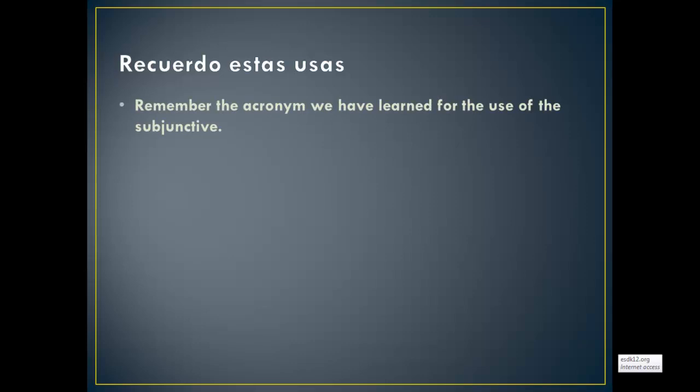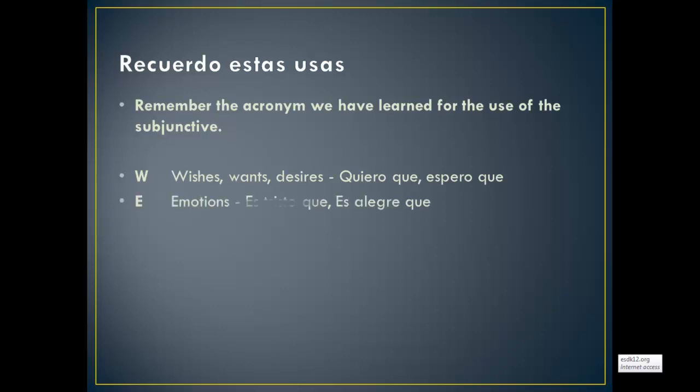So first I just wanted to go back through the things that we've learned about the subjunctive already. Remember our acronym WEIRDO. The W is wishes, wants, desires. These are all those phrases that start quiero que, espero que, and after these phrases, as long as I have a change in subject, I'm going to use the subjunctive. The E is emotions. Es triste que, es alegre que. It's sad that, it's happy that, I'm angry that this happened.